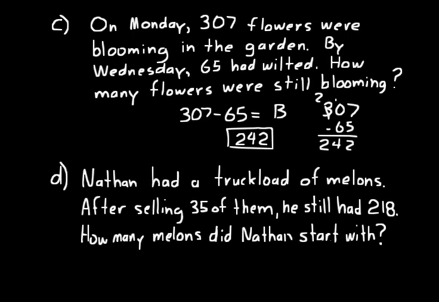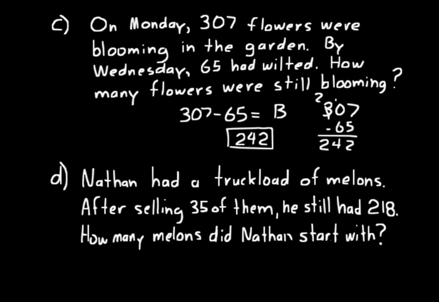Let's just read it through first. That's always what you should do on any word problem. Read it first. Nathan had a truckload of melons. After selling 35 of them, he still had 218. How many melons did Nathan start with? Think about some key words here, like selling. If you sell something, they go away, right? And you still have some left. So we're doing a subtraction problem here.